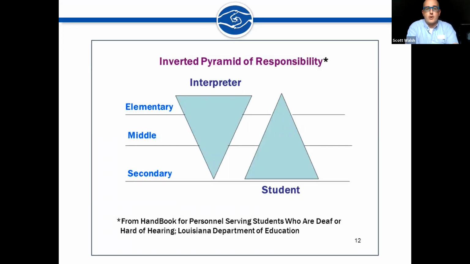The inverted pyramid of responsibility shows how the responsibility of the interpreter is heavier when a child is in elementary school and decreases as a student gets older. Conversely, the student's responsibility is less in elementary and increases with age. An elementary student may need more reminders to look at the interpreter, may need more tutoring, and may need more frequent comprehension checks from the interpreter, whereas a high school student should know how to use the interpreter and how to advocate if they do not understand. These skills are developed through experience, modeling, and direct instruction on how to effectively utilize an interpreter to facilitate communication.